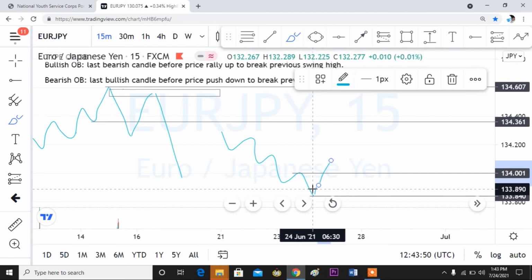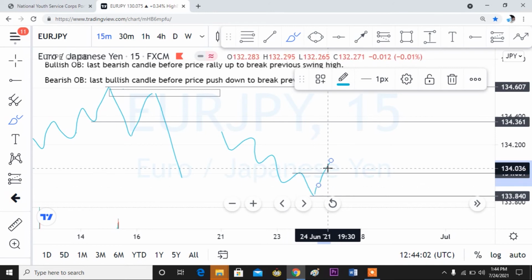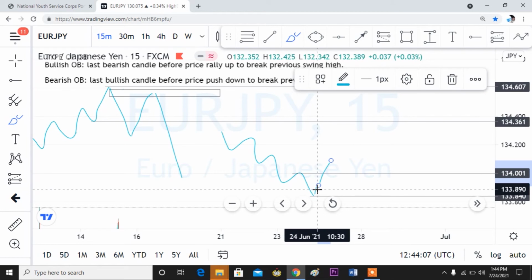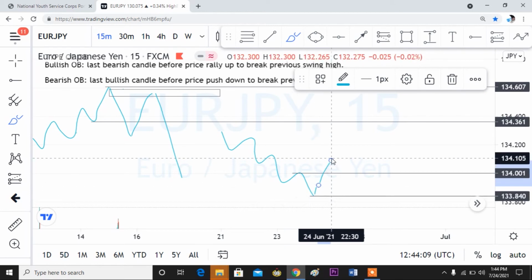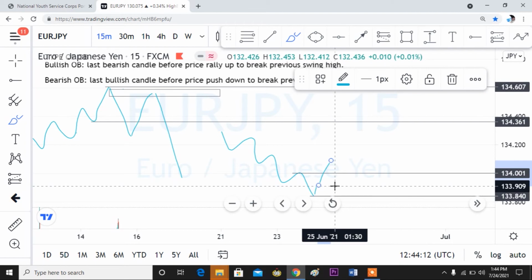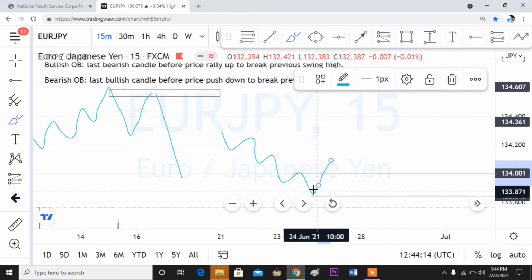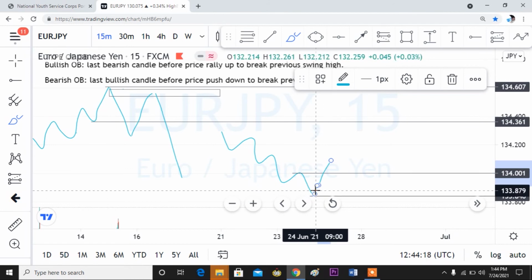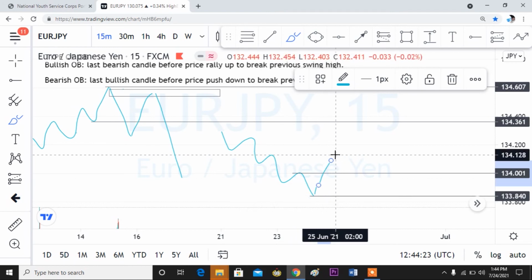Rather, we have to look for the bearish candle, the last bearish candle that resulted in this push to the upside. That bearish candle is what we call the bullish order block. So we wait for the market to rally down again to the previous market structure, and our point of interest is going to be at the 50% level of the last bearish candle here that resulted in this push to the upside.